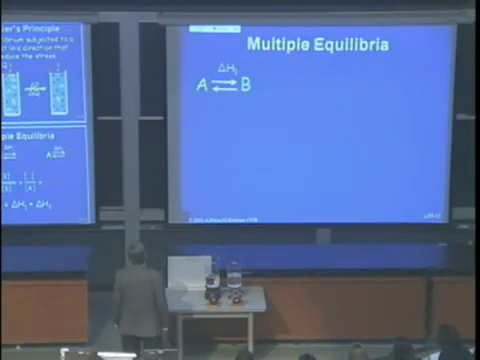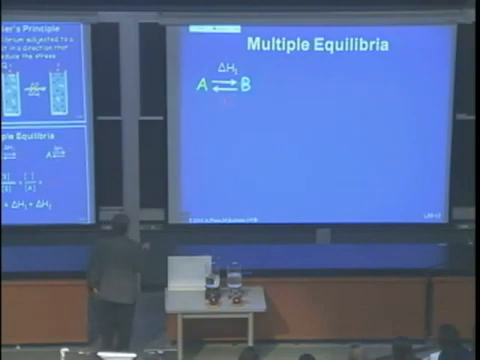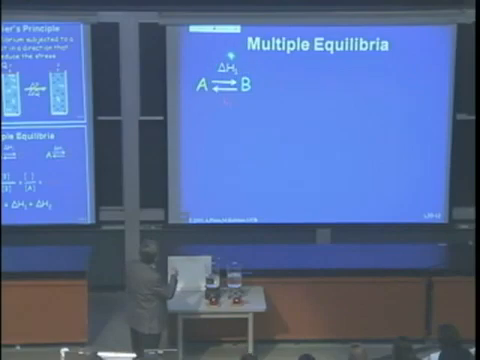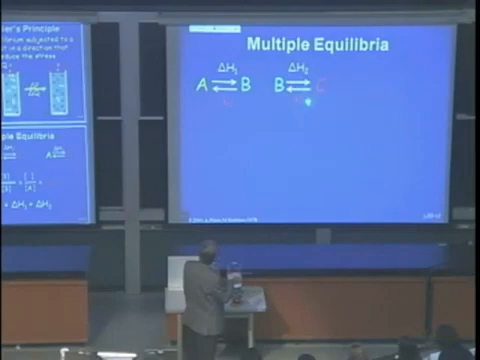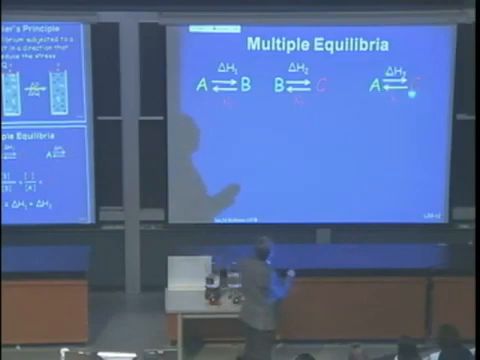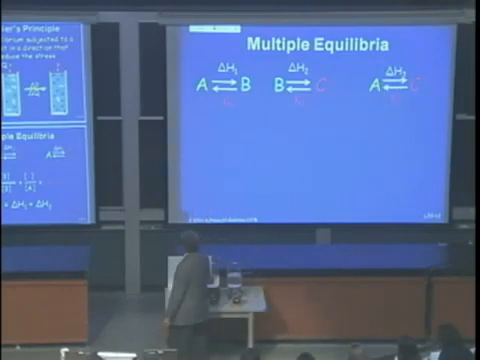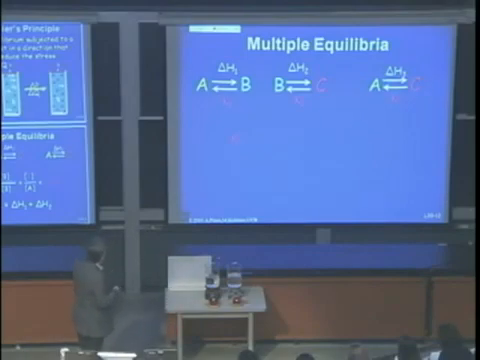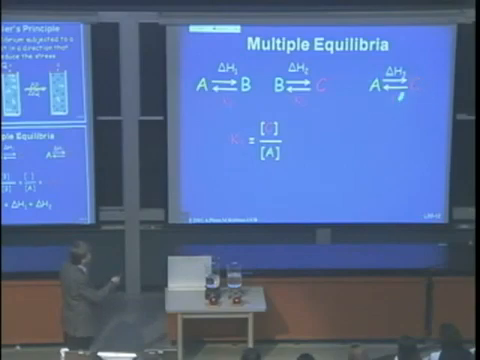So you can also have multiple equilibria, where you can have A goes to B, and it has an enthalpy of reaction and an equilibrium constant. And then you can have B goes to C, which has another enthalpy of reaction and an equilibrium constant. And then you have A goes to C, which has another enthalpy of reaction and yet again another equilibrium constant. So now you could write the equilibrium constant for that. What would that be? That would be the concentration of C over A, okay? Now, what could you write here?